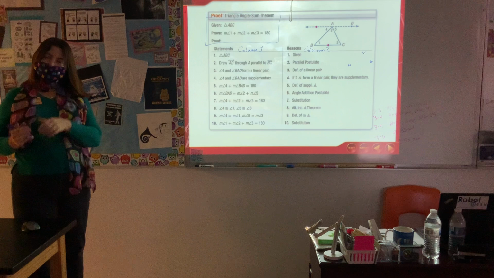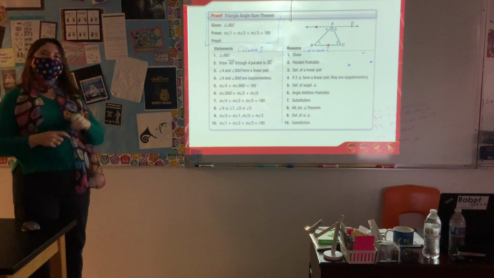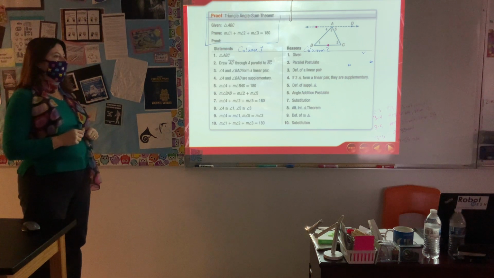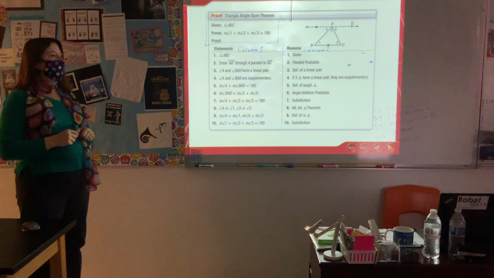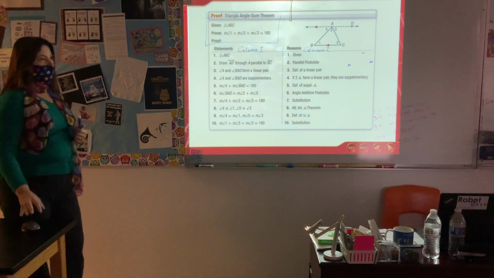I thought paragraph proofs were just 2-column proofs. No, paragraph proofs are where you're writing it sentence by sentence, like a paragraph. I remember doing these. I just don't remember the name of them, but I remember how to do them. Well, I'm reminding you of the name.